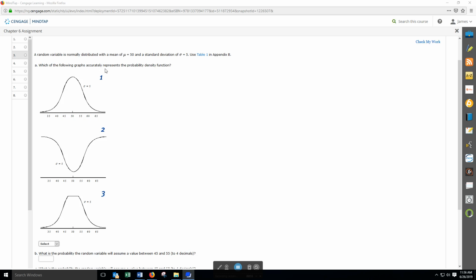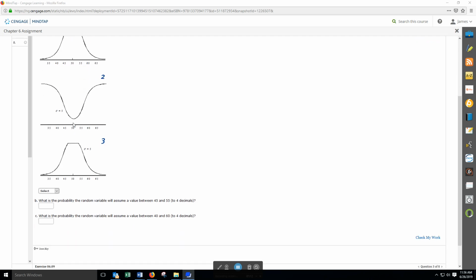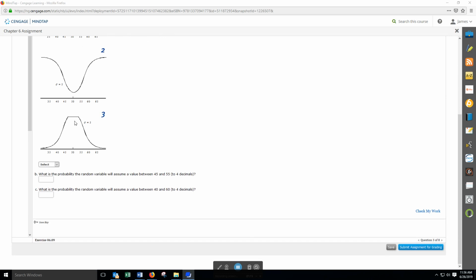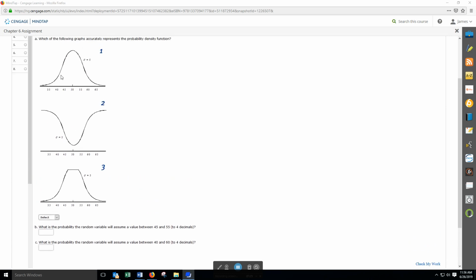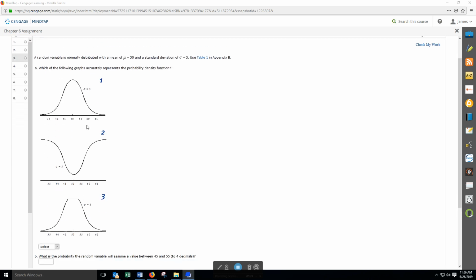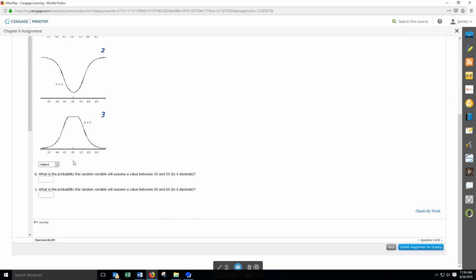Which of the following graphs accurately represent the probability density function? Now here we have a random variable that is normally distributed with a mean of 50 and a standard deviation of 5. So here we have the mean of 50. This one has a mean of 50. This is not a normal distribution, so we know that's not the answer. The standard deviation of this is 5, but it's upside down. And this has a standard deviation of 5, and the standard deviation here is 5. So of course number 1 would be our answer. That would be the correct answer. Let's select graph number 1 here.